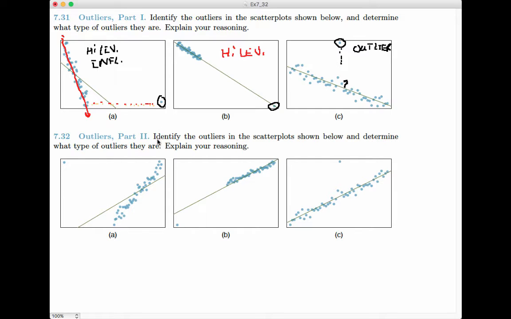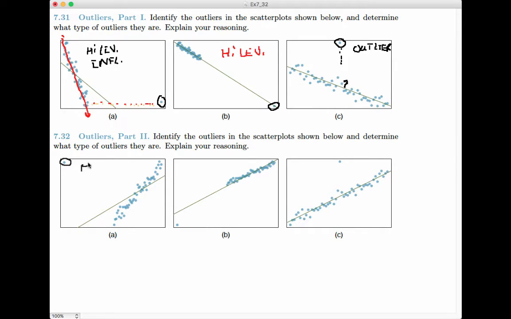All right, let's take a look at 7.32. 7.32 is more of the same, really. It's just more examples to help us get the hang of this. If we take a look at 7.32 part A, we see first off that there is a data point that obviously has a large horizontal and vertical difference to it. Since it's horizontally far away from the center, it's going to be an influential data point. So this has got high leverage and it's influential.